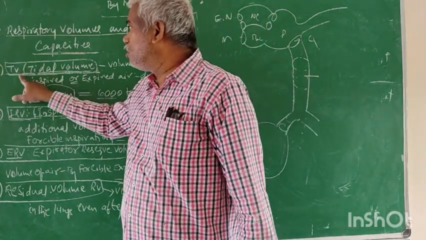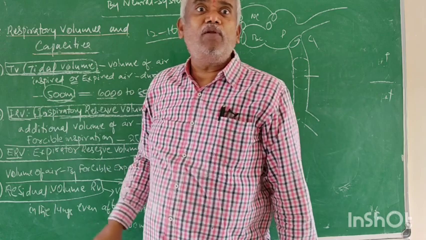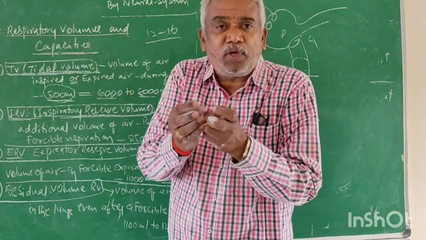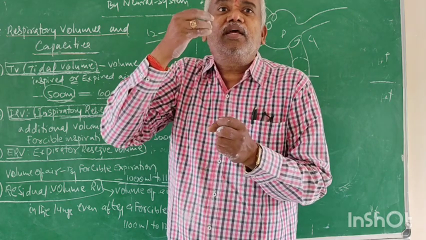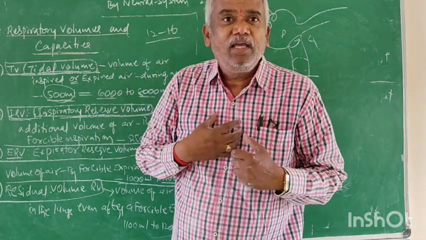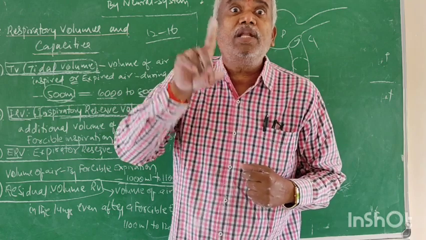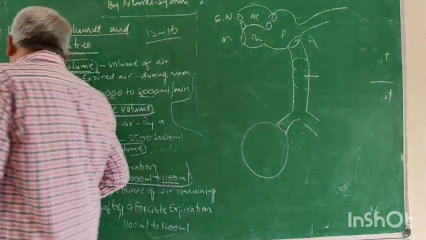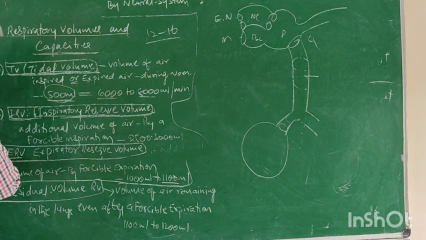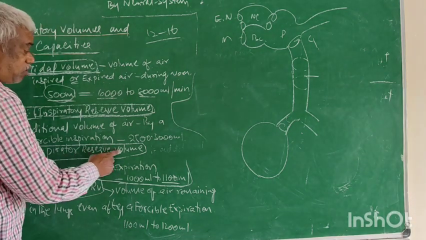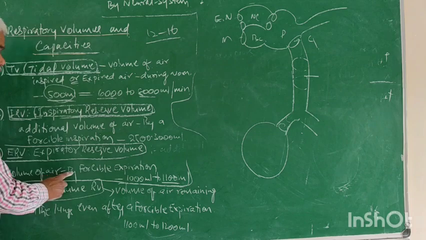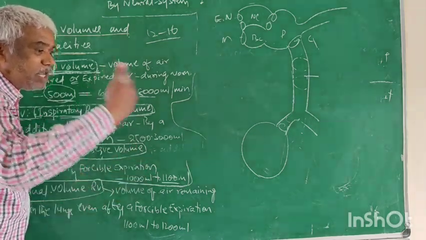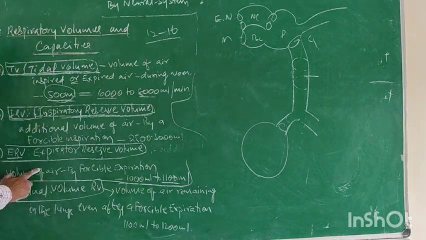What is this? TV, tidal volume. Tidal volume is the normal amount of air entering the trachea by normal inspiration. That is forcible inspiration. Now come to here. Expiratory reserve volume: the volume of air by forcible expiration. Forcible inspiration, forcible expiration. These are the four values.